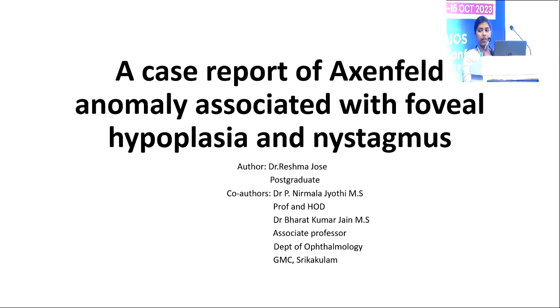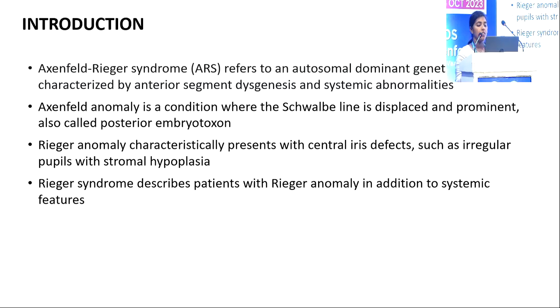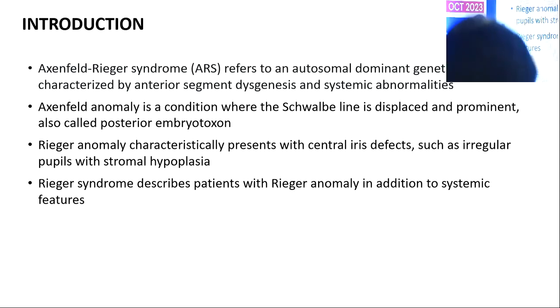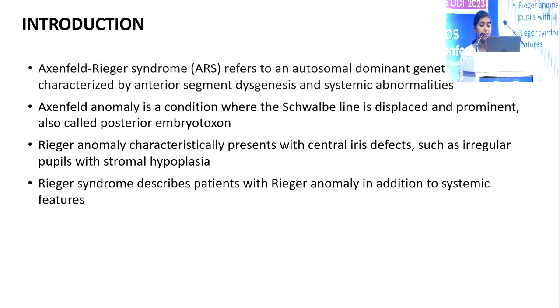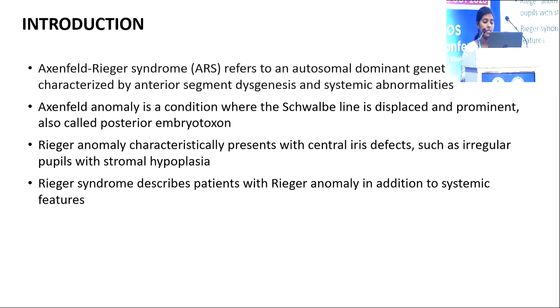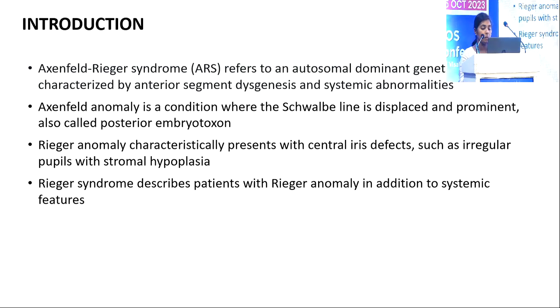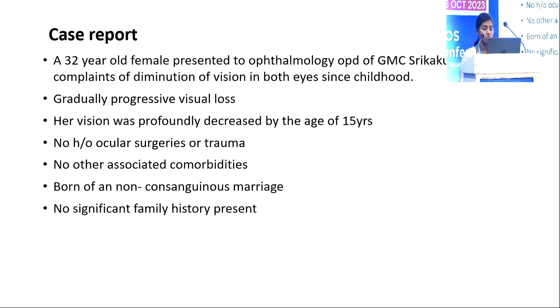A case report of Axenfeld anomaly associated with foveal hypoplasia and nystagmus. Introduction. Axenfeld-Rieger syndrome refers to an autosomal dominant genetic condition characterized by anterior segment dysgenesis and systemic abnormalities. Axenfeld anomaly is a condition where the Schwalbe's line is displaced and prominent, also called posterior embryotoxon. Rieger anomaly characteristically presents with central iris defects such as irregular pupils with stromal hypoplasia. Rieger syndrome describes patients with Rieger anomaly in addition to systemic features.